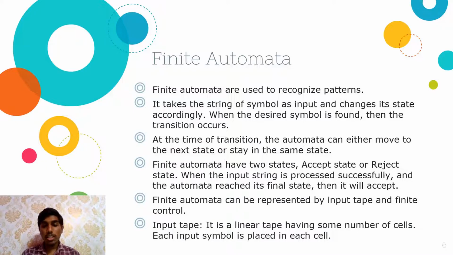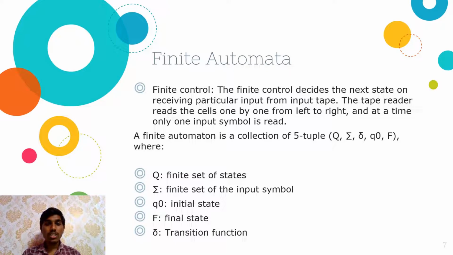So finite automata can be represented by an input tape and a finite control. The input tape is a linear tape having some number of cells. Each input symbol is placed in each cell. The finite control decides the next state on receiving a particular input from the input tape. The tape reader reads the cells one by one from left to right, and at a time only one input symbol is read. A finite automaton is a collection of 5 tuples.